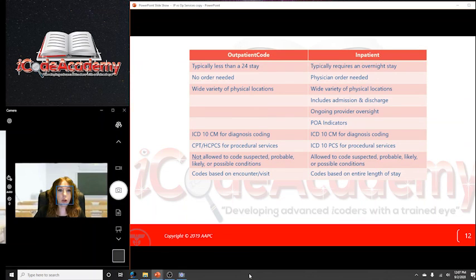Outpatient, we are not allowed to code for suspected, probable, likely, or possible conditions, but we can go ahead and do that on the inpatient side. And last but not least, our outpatient, the codes are based on that specific encounter or visit, and the inpatient codes are going to be based on the entire length of the stay.